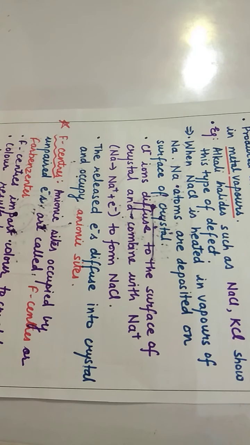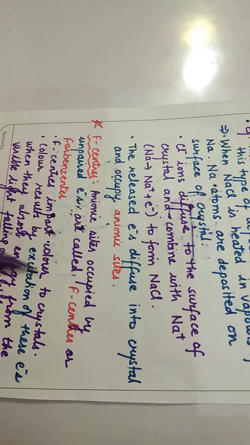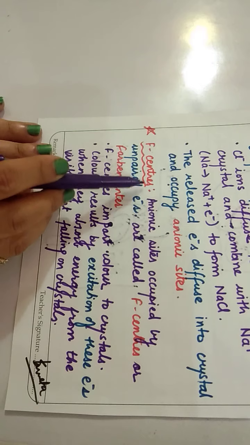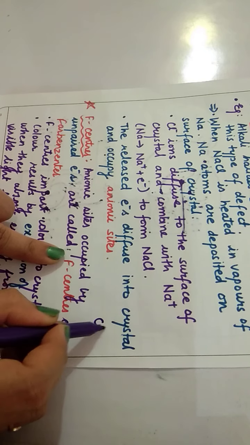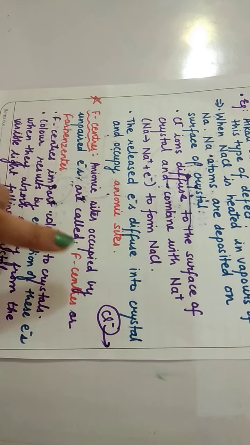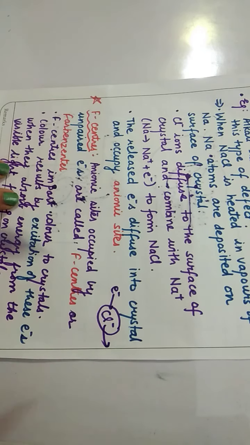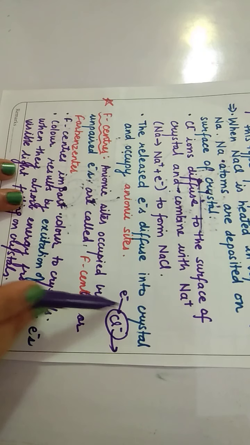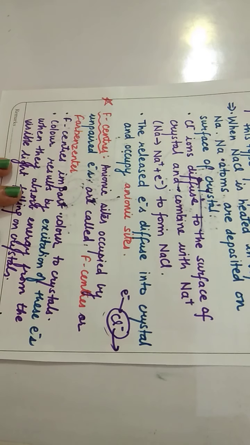The released electron, when it diffuses into the crystal, occupies the anionic site. Now we have an important term, that is F centers. What is the anionic site? Where Cl negative was there. When Cl negative left the anionic site and moved to the surface of the NaCl crystal, the anionic site occupied by the unpaired electron given by Na is known as F center or Farben center.